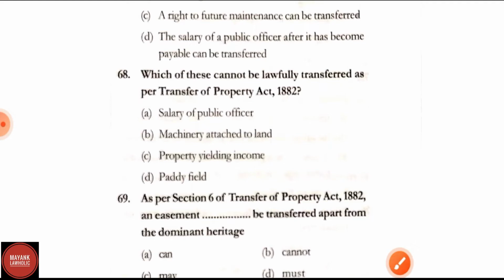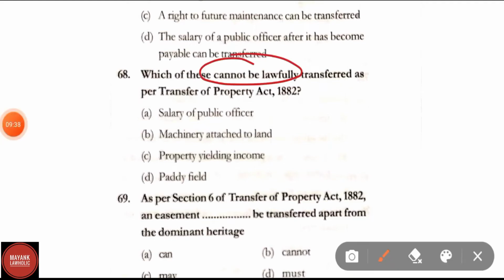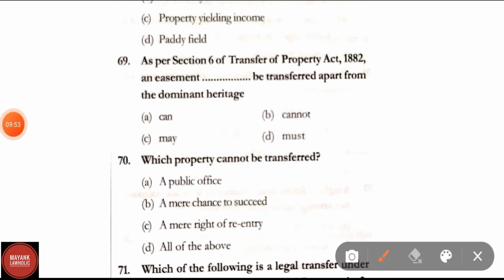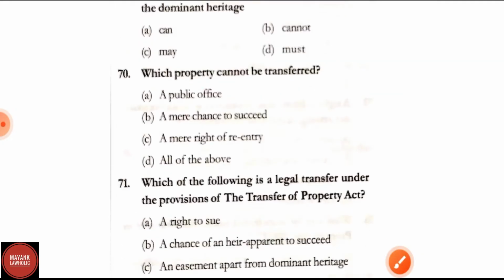Question number 68. Which of these cannot be lawfully transferred as per the TPA? Salary of public officer, machinery attached to land, property yielding income, paddy field. Here correct answer is option A, that is salary of public officer. Question number 69. As per section 6 of the Transfer Property Act 1882, an easement dash be transferred apart from the dominant heritage. Here the correct answer is option B, that is an easement cannot be transferred apart from the dominant heritage.